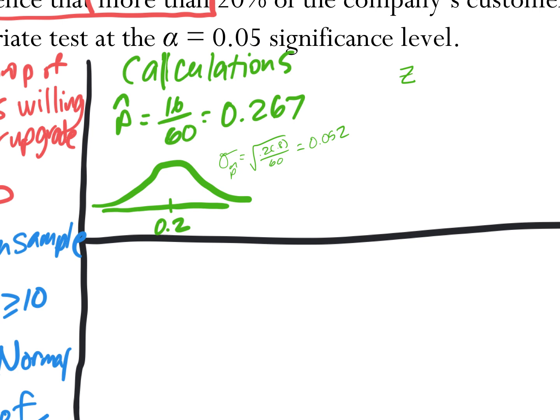And so the first thing we're going to find is what's called our test statistic. It is the z-score of our p-hat. So the test statistic is the z-score of our p-hat. Well, our p-hat was 0.267. And we're trying to figure out where that fits. So I'm going to do our p-hat minus the null hypothesis, divided by that standard error I just calculated.